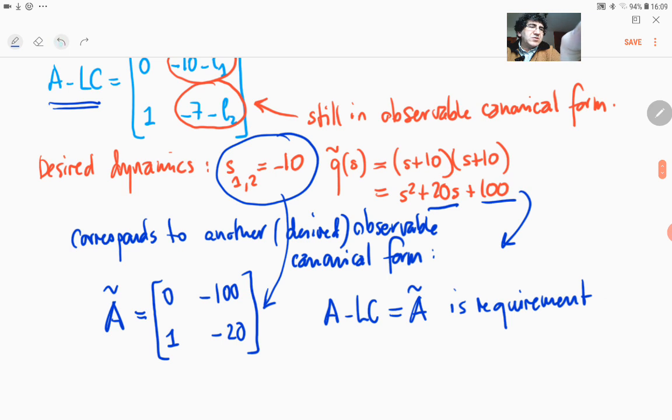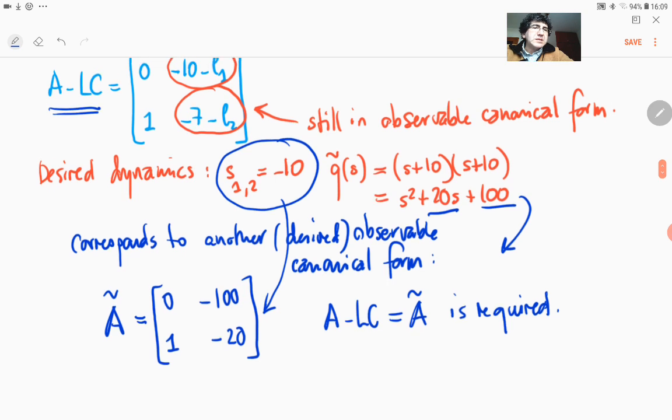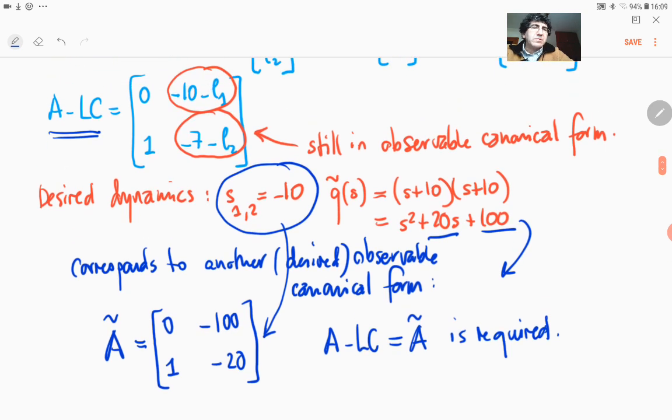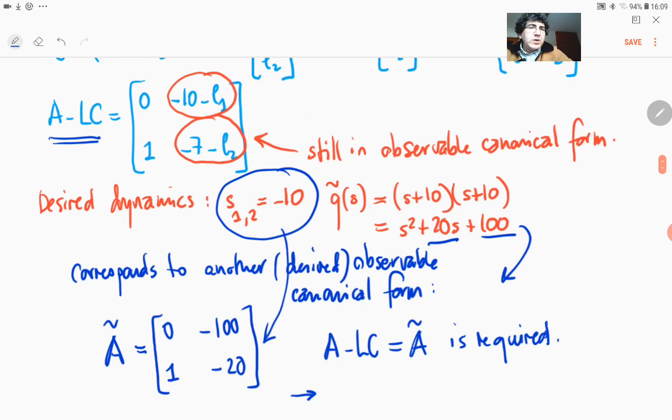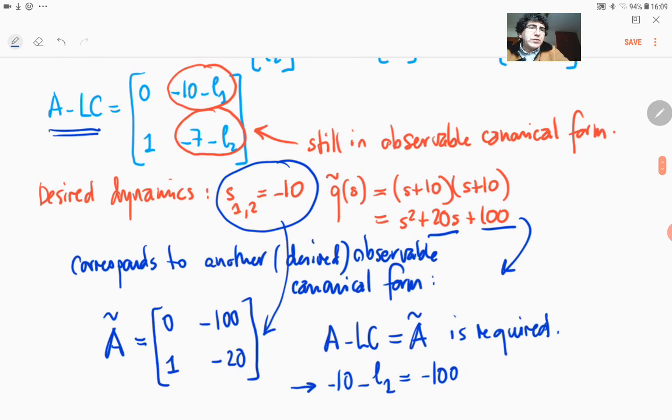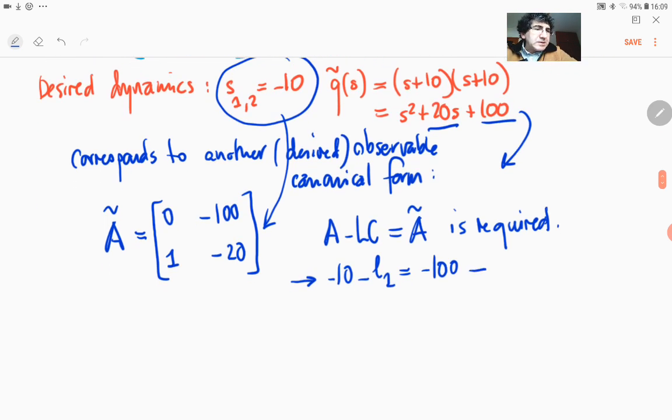Required, okay? But since the two matrices have exactly the same structure, the only thing I need to equate is the terms that include the L1 and L2 terms. So what I can extract from here is that minus 10 minus L1 has to be equal to minus 100. And the good thing is that this first term is only a function of L1. So when I make this equation, it directly gives me L1, which is equal to 90.